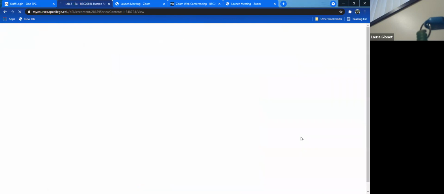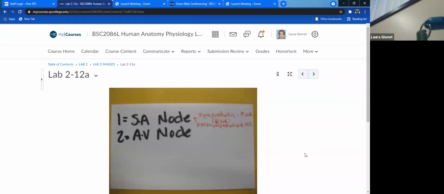SA node is the pacemaker of the heart. That's where your sympathetic and parasympathetic fibers will communicate with the heart. That's why you need to have connective tissue there to keep those nerves nicely anchored. Sympathetic effect is going to increase heart rate. Parasympathetic is going to decrease heart rate. Might be good to note in there that the sympathetic nervous system uses norepinephrine.